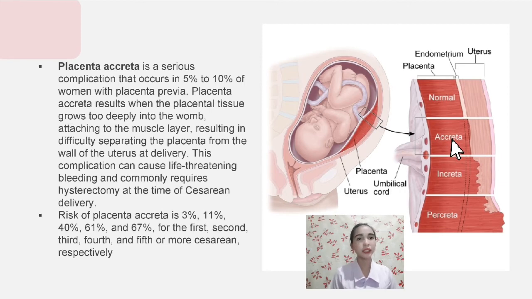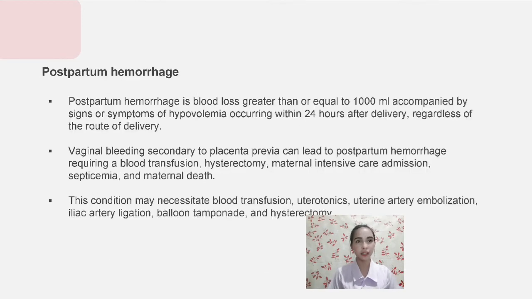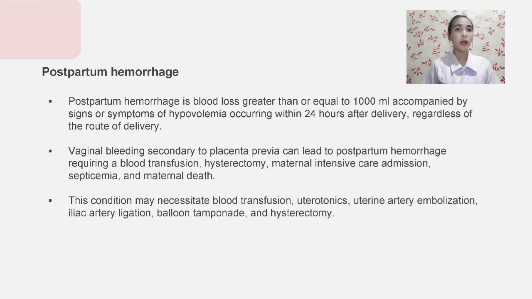Risk of placenta accreta is 3%, 11%, 40%, 61%, and 67% for the first, second, third, fourth, and fifth or more cesarean deliveries, respectively. Postpartum hemorrhage is blood loss greater than or equal to 1000 ml, accompanied by signs or symptoms of hypovolemia occurring within 24 hours after delivery, regardless of the route of delivery.